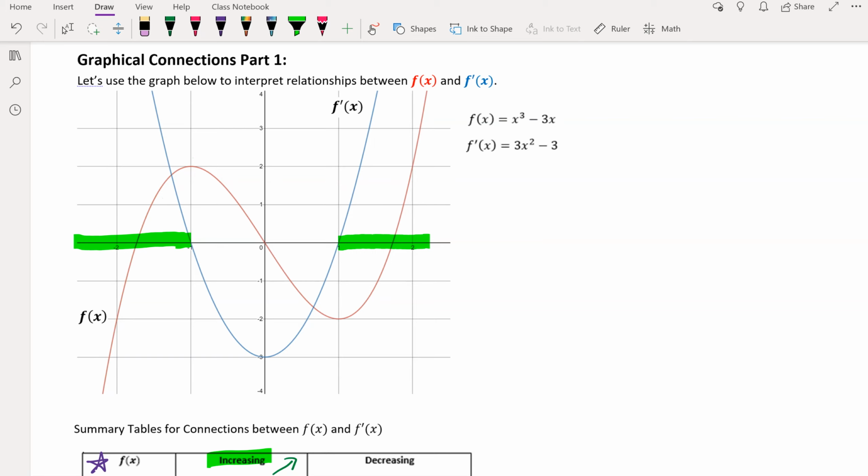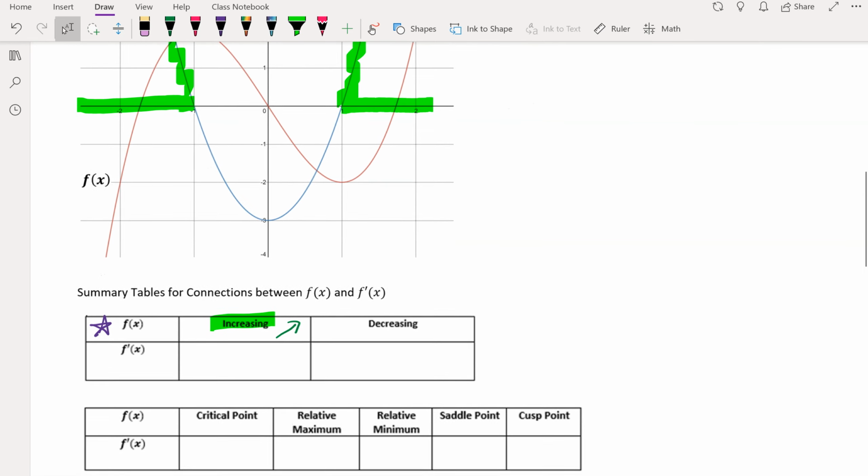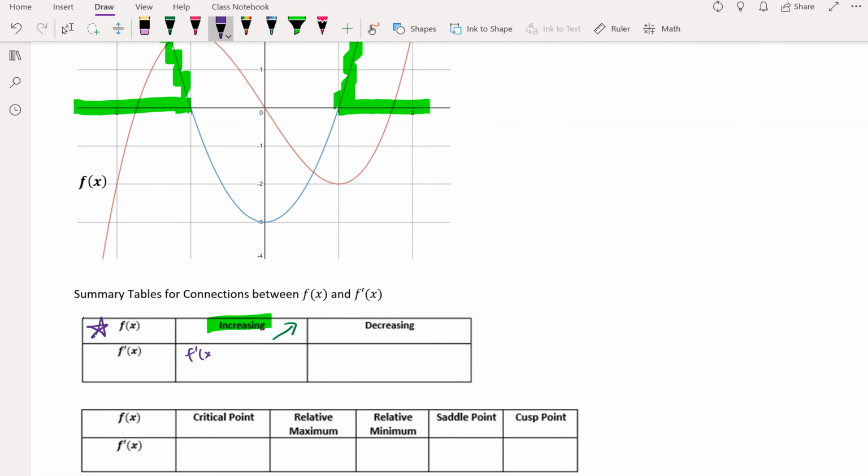What's happening with our blue graph in that zone? So what do we notice about our blue graph in that zone? And you can make a guess. Our blue graph is positive. Our derivative graph, f prime of x, is positive. Or we could write f prime of x is greater than 0. That's saying the same thing. Okay, so make that note.